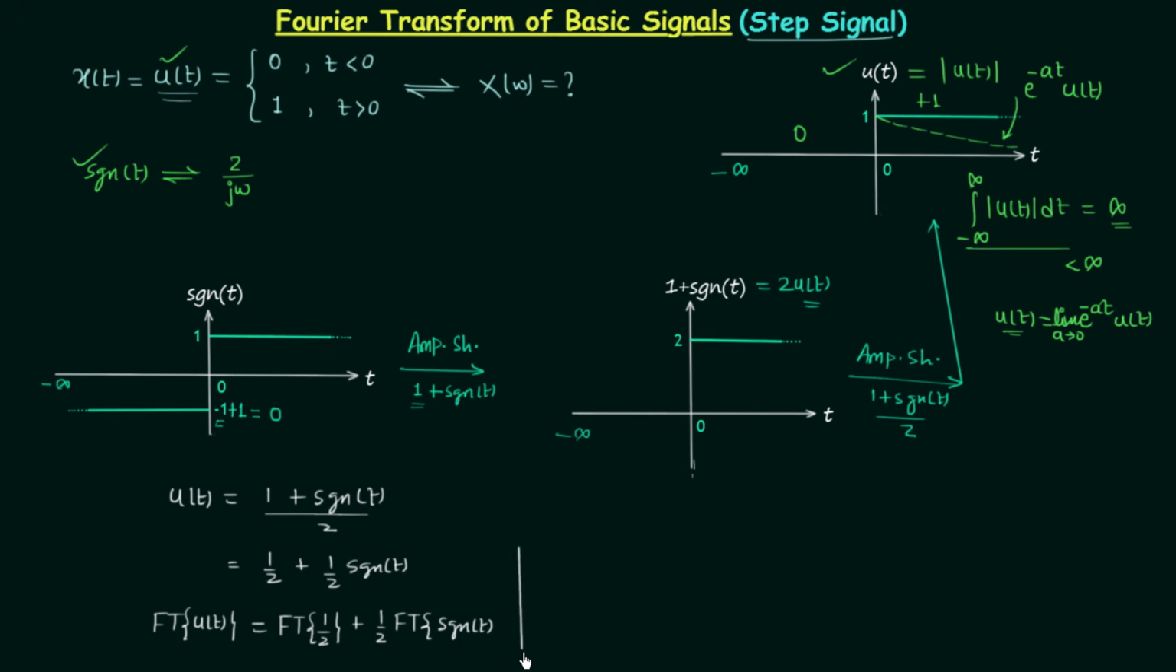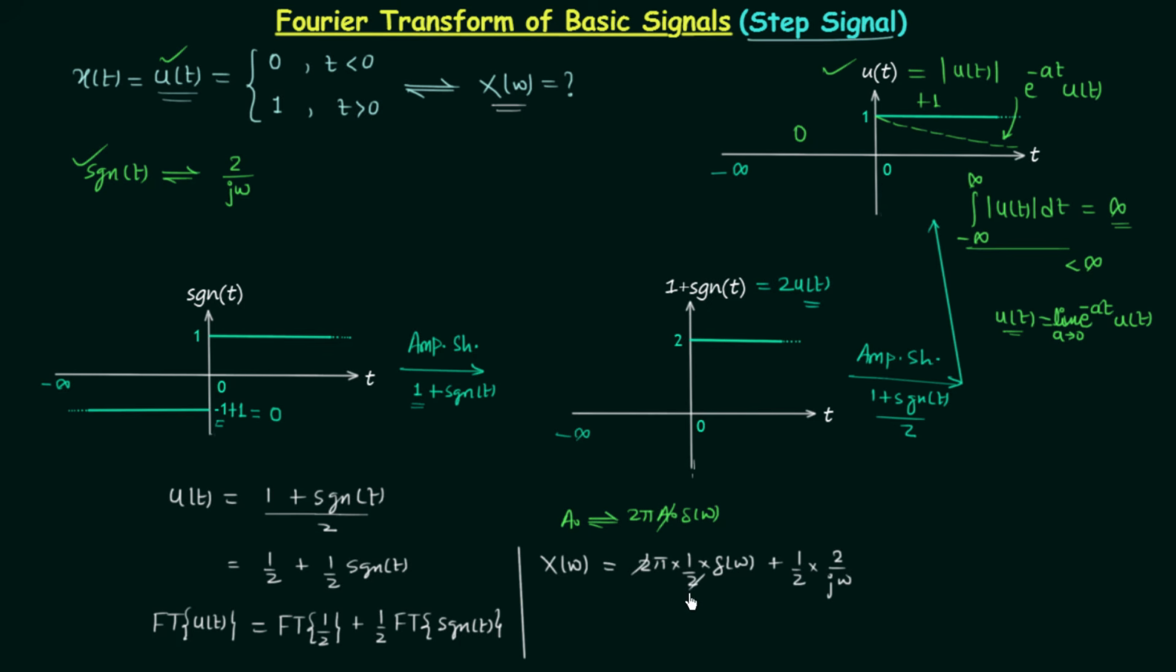Now it is very easy to calculate the Fourier transform of the DC value and the Signum function, and the Fourier transform of u(t) we have assumed as X(omega). So X(omega) is equal to 2 pi multiplied by 1 over 2 multiplied by delta(omega), because we know the Fourier transform of a DC value a naught is equal to 2 pi a naught delta(omega). Here a naught is equal to 1 by 2. After this we write the Fourier transform of the Signum function, which is equal to 2 over j omega, so 1 by 2 multiplied by 2 over j omega.